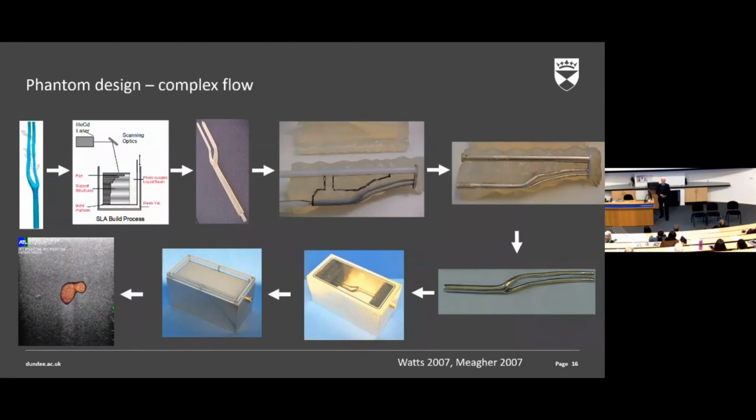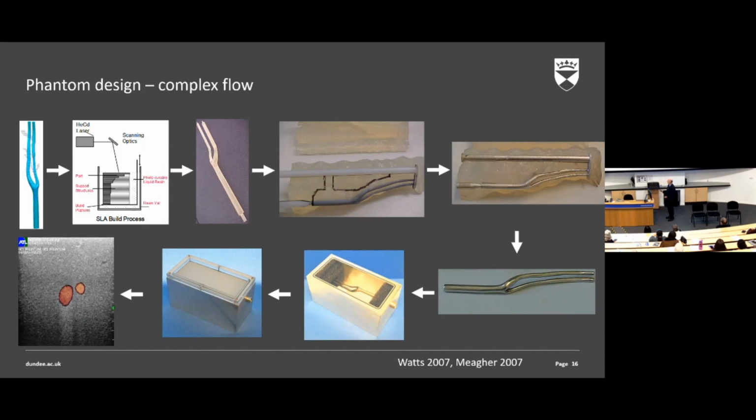So phantom design: the easiest phantoms to make, flow phantoms to make, are straight tube phantoms. But as we've seen, flow in arteries can be very complex. So what we'd ideally like to do is to make phantoms which have got complex geometries. And this comes from a collaboration we had with Liverpool University, and they used what was then called rapid prototyping. The phrase 3D printing now has begun to encompass a lot of that. It was known as rapid prototyping at that time.